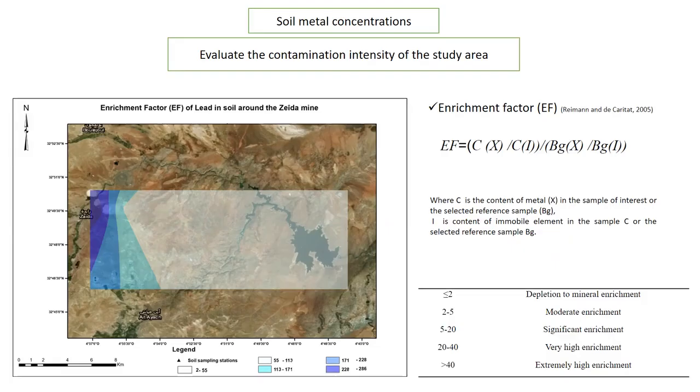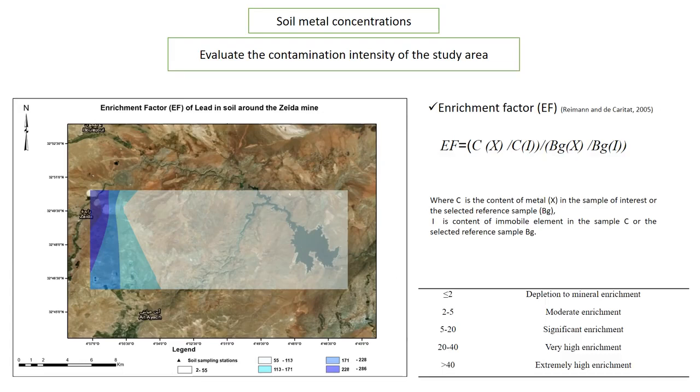The enrichment factor was initially developed to speculate on the origin of elements in the atmosphere and precipitation, but progressively it was used in soil and sediment studies. It can be calculated by the following equation, as you can see, and it is characterized by 5 classes. As you can notice, the metallic enrichment is accentuated in the tailings and the surrounding soils, while downstream this enrichment decreases. We also notice that all the sample values in the study area are higher than the limit value of this factor.